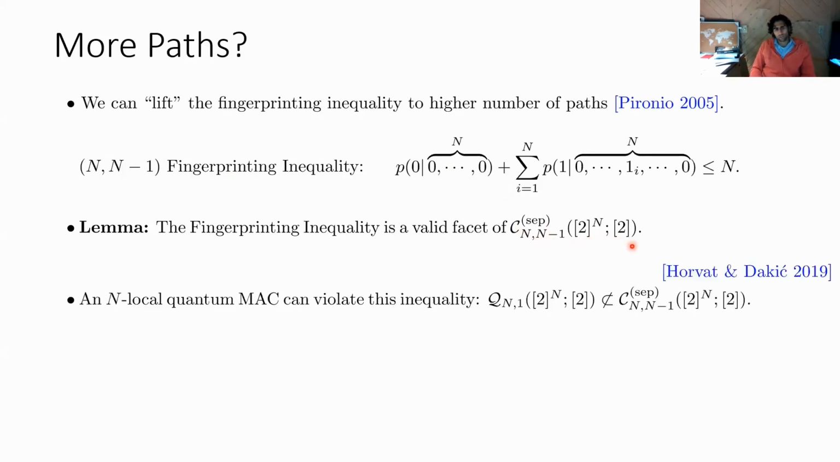And a result that was independently shown by Horvath and Dakic was that we can always violate this inequality, this generalized fingerprinting inequality, using an n-party local quantum map. So again, the notation n-1 means that we're allowing n-1 of the paths to encode together. And there are certain NACs you can generate with a quantum particle where you still enforce the locality between each of the parties.